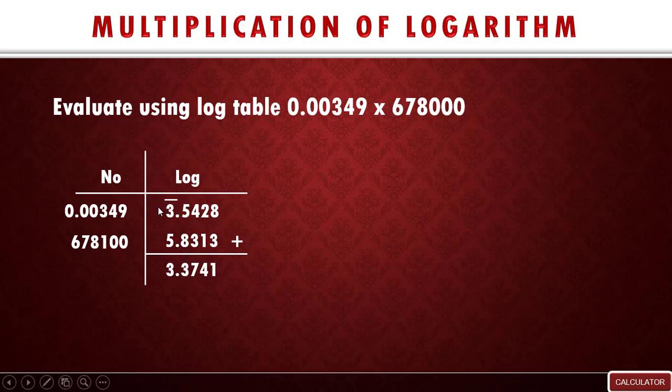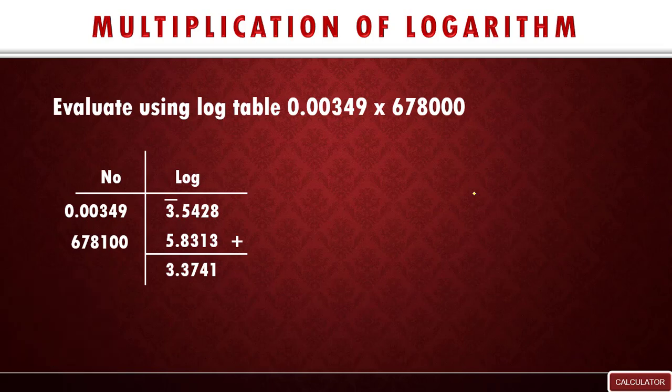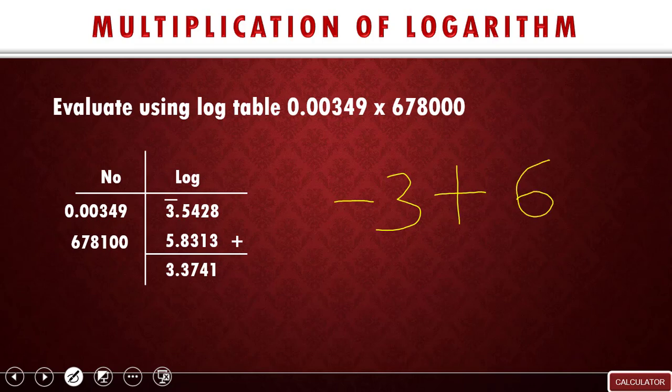So the next stage will now be the 1 plus this 5, that will give us 6. This bar 3 means minus 3. So if you have minus 3 plus, when we added 1 plus 5, it gave us 6. This is it right here, minus 3 plus 6.